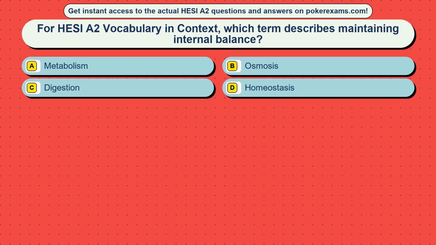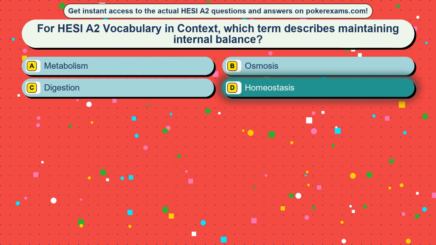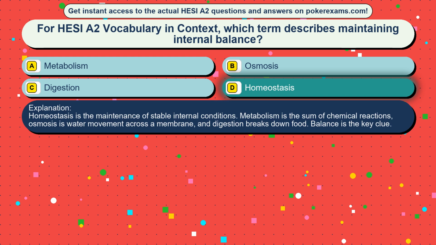Question 42. For HESI A2 vocabulary in context, which term describes maintaining internal balance? Option A, metabolism. Option B, osmosis. Option C, digestion. Option D, homeostasis. The correct answer is option D, homeostasis. Homeostasis is the maintenance of stable internal conditions. Metabolism is the sum of chemical reactions, osmosis is water movement across a membrane, and digestion breaks down food. Balance is the key clue.